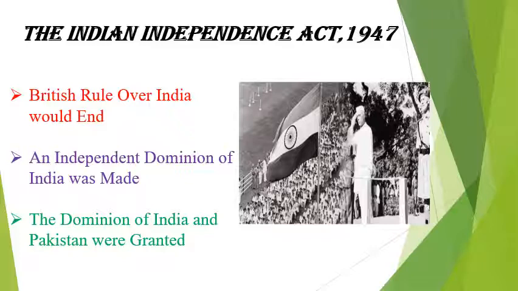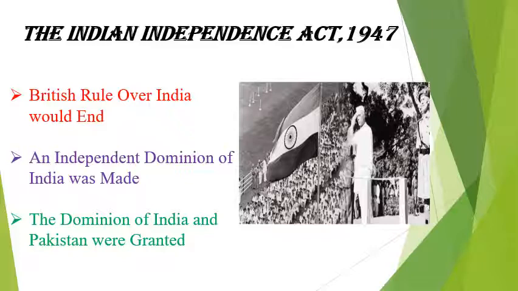Students, Clement Attlee designed the Indian Independence Act 1947 to transfer the power from British government to the independent Indian government and to partition India into the two nations, India and Pakistan. Yes, students, so this act of 1947 was based on the Mountbatten Plan. Yes, students, what are the main features of the Indian Independence Act 1947?